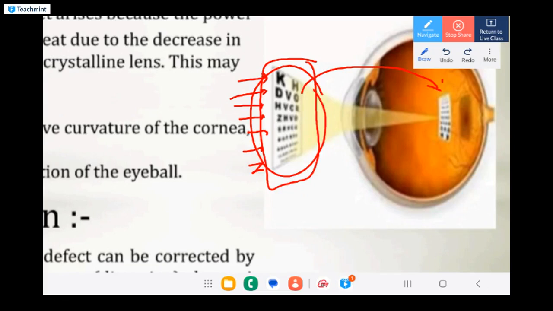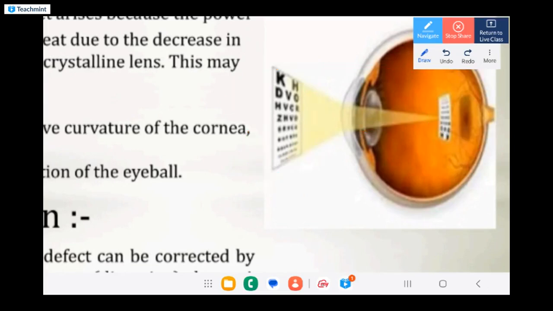You can see the retina is here, but the image is formed before the retina. Okay, and it's inverted, correct? So he will be able to read maybe the first few lines, but as you descend, the size becomes smaller and it's pretty blurred, correct? So he'll not be able to read after a certain limit.